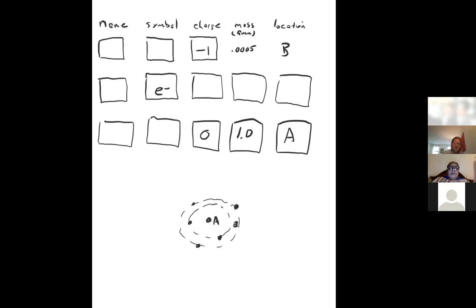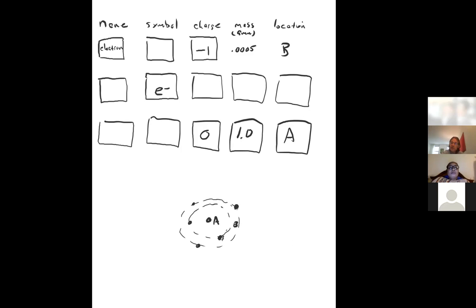Okay, so let's start with the first row. They want you to give the name of this. They tell you it's in location B, so that means it's out here. If it's out here, those are the electrons, right? The particles that are on the outside are the electrons. So we just call this electron.